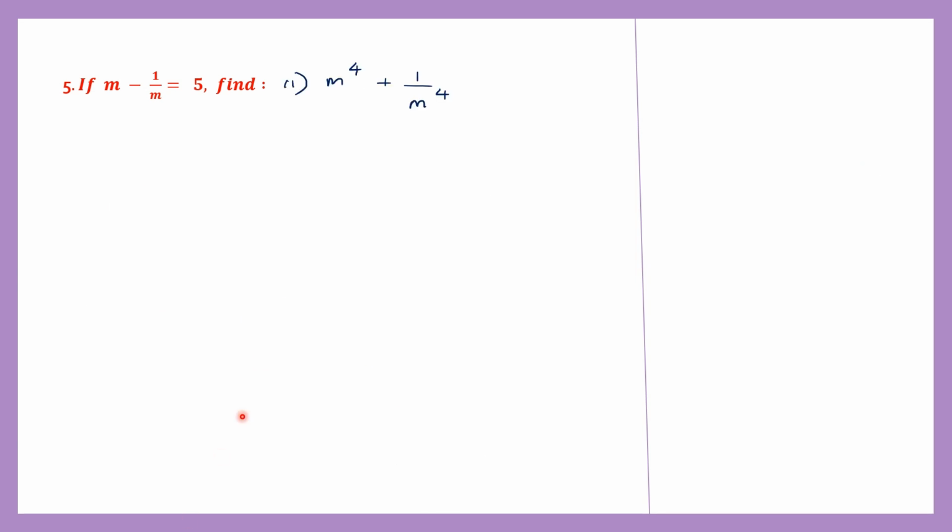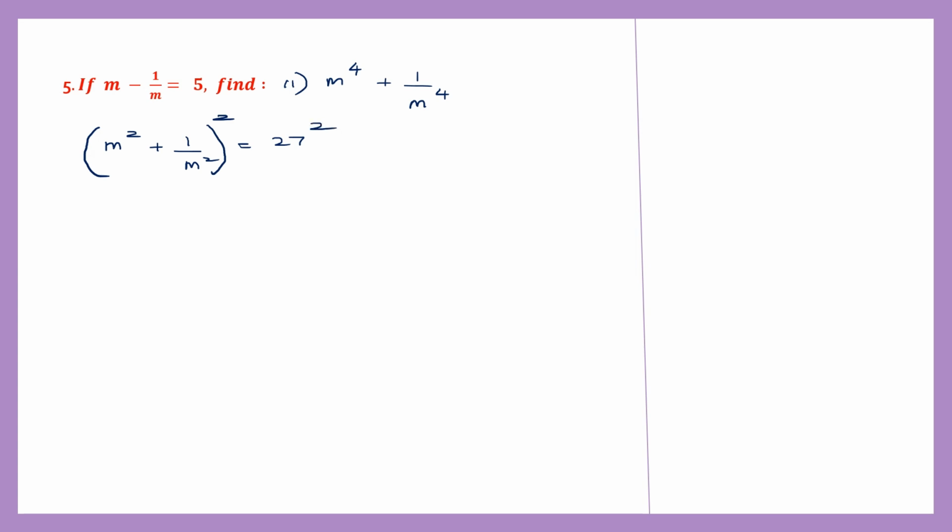Now the second part of this question, we have to find m to the power of 4 plus 1 by m to the power of 4. Now in the first question, we already found the value of m square plus 1 by m square, and we found this to be 27. Now if I square up this side, I will get this. I will get m to the power of 4 plus 1 by m to the power of 4. So if I square this, I will get that, isn't it? That means I need to square this also.